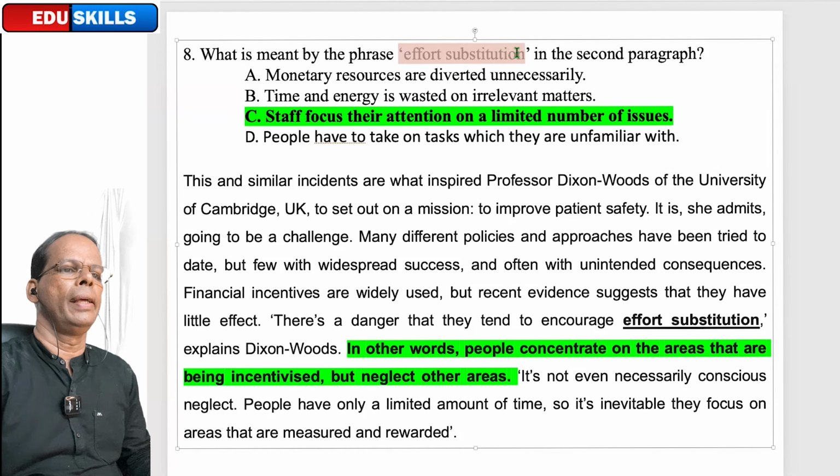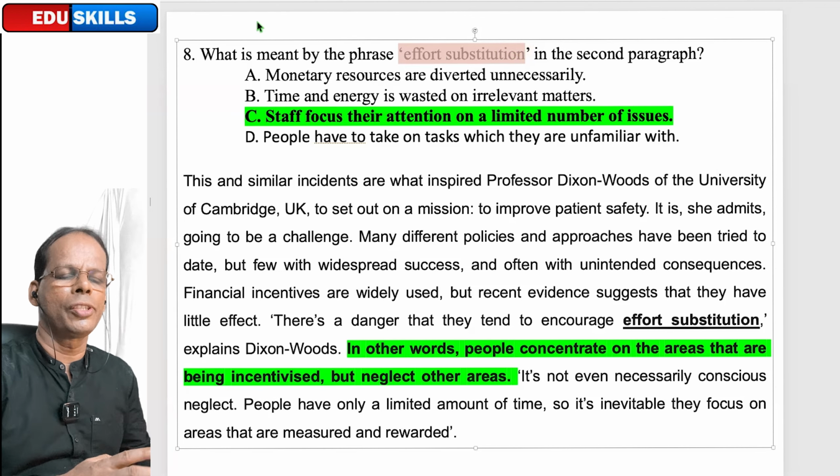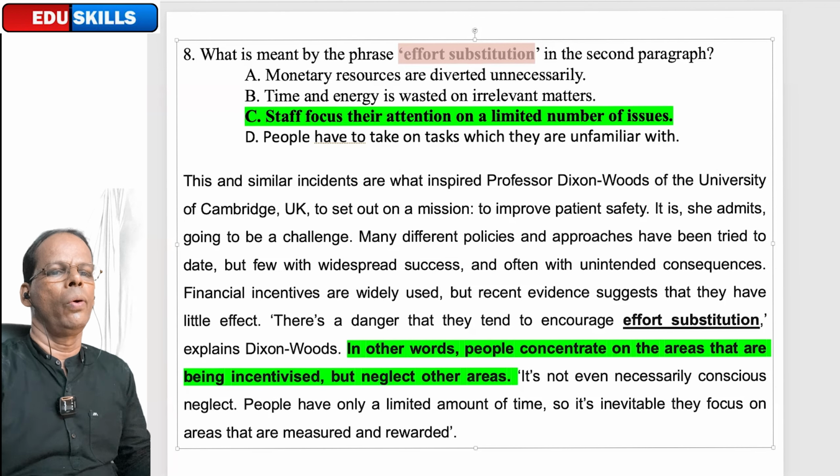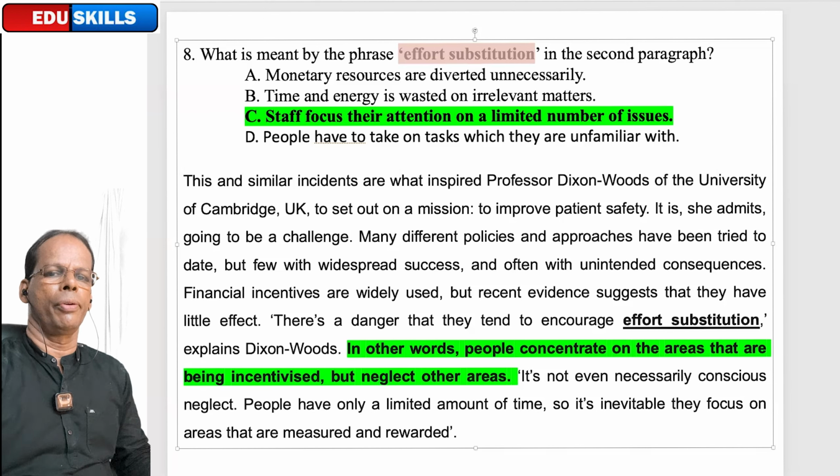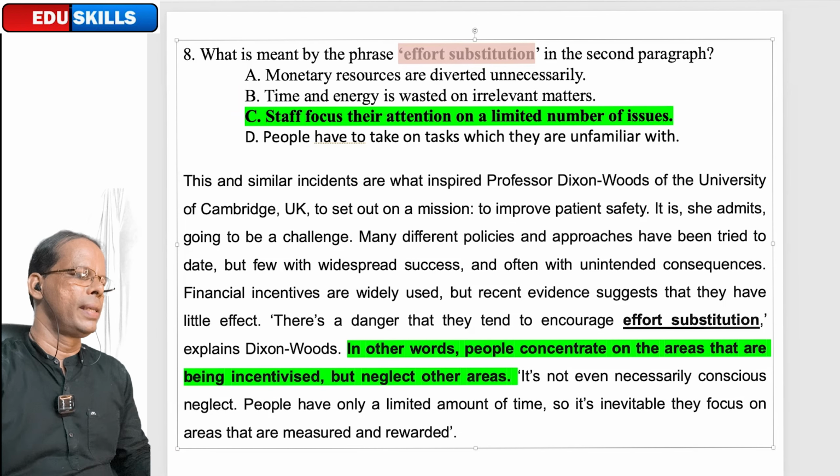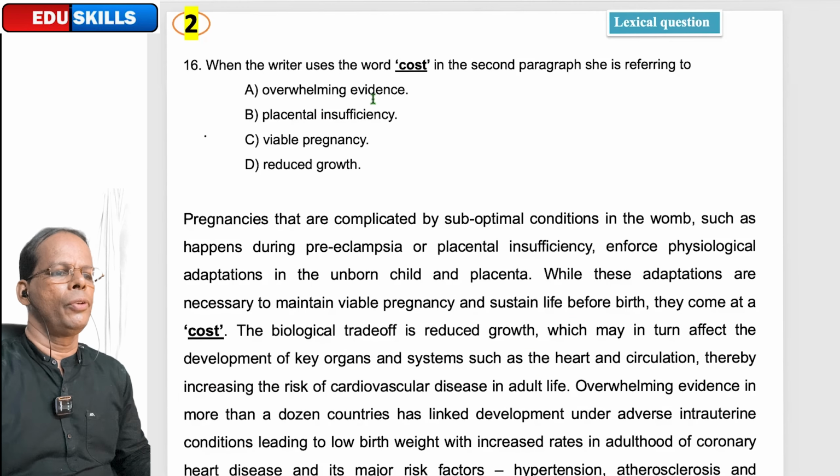I have highlighted it because we don't want to spend too much time on that. It's very simple. Look into the sentence or the words portion of the sentence which comes after the highlighted word. This also will be highlighted in the question stem, effort substitution. Okay, let's go to the next. Now this is the one you will have to answer, give me the answer, okay?